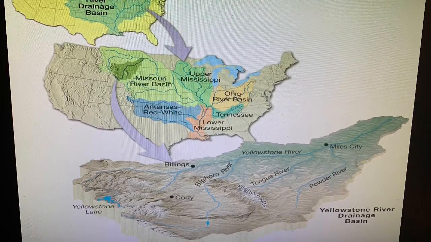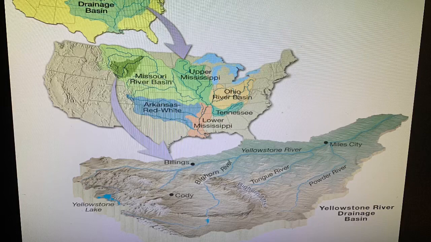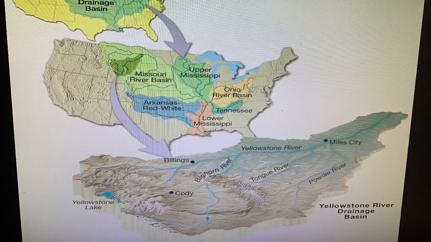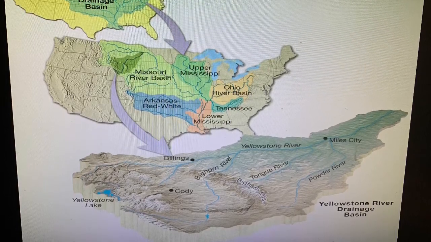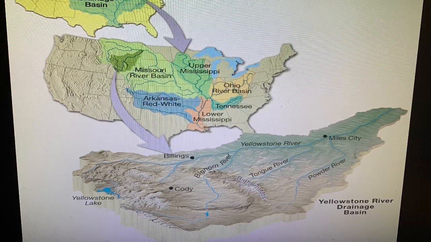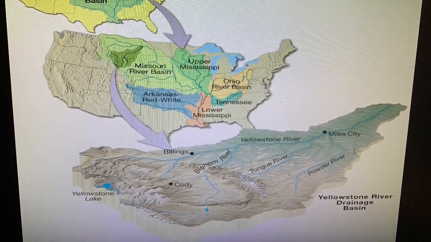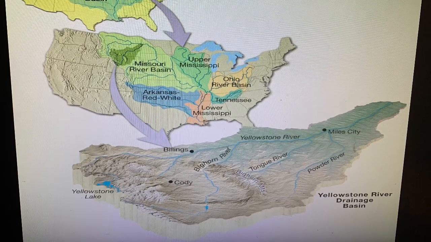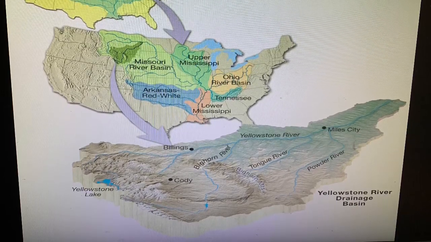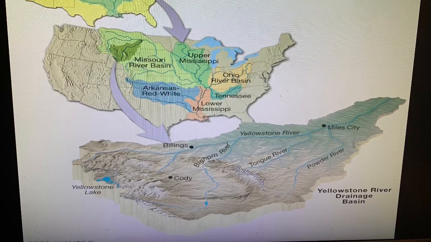So these drainage patterns are not isolated things. There's a lot of interconnectedness. This is one of the reasons why we have to be so careful with our water resources, because if you dump something in it or you pollute a river in one part of the United States, that can affect a huge swath of the rest of the United States, and not only the United States, but other countries as well. So we have to be very careful with our water resources.